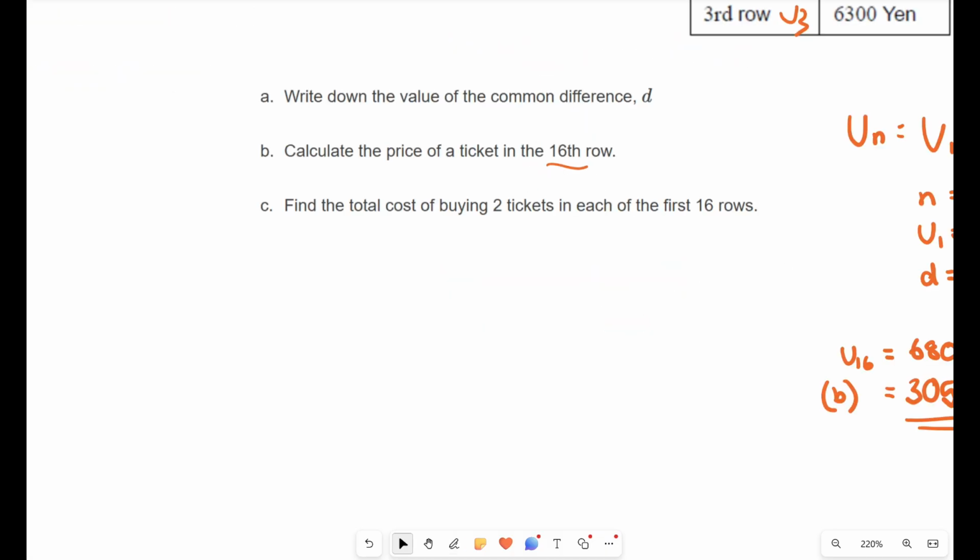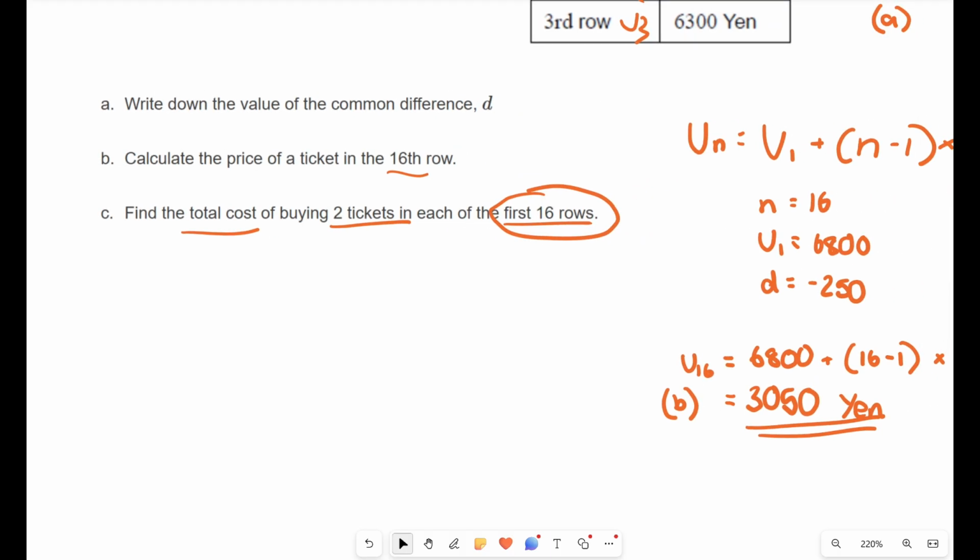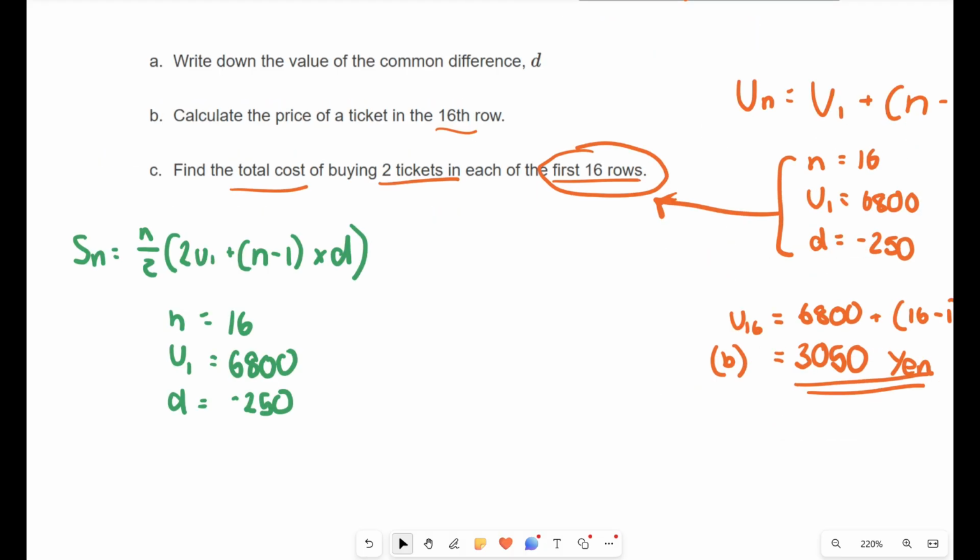For part C, it wants us to find the total cost of buying 2 tickets in each of the first 16 rows. So as soon as I see first 16 rows and it wants the total cost, we are looking for the sum of n terms in an arithmetic sequence. Over here we've written n, u1, and d, and these 3 values are still applicable to this question. So I'm quickly going to write out the formula.